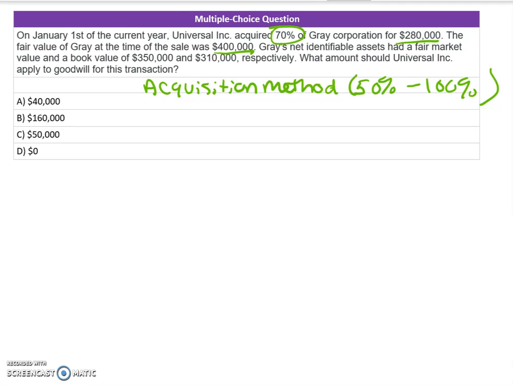The company's net identifiable assets had a fair value and a book value of $350 and $310 respectively. What amount should we be applying to goodwill? So goodwill is what we're asking for in this question. Easiest way to go about this is going to be starting with our credits. So we should always start with our credit of the investment that we're making. So the investment in the subsidiary is $280,000. That's how much we're purchasing it for.